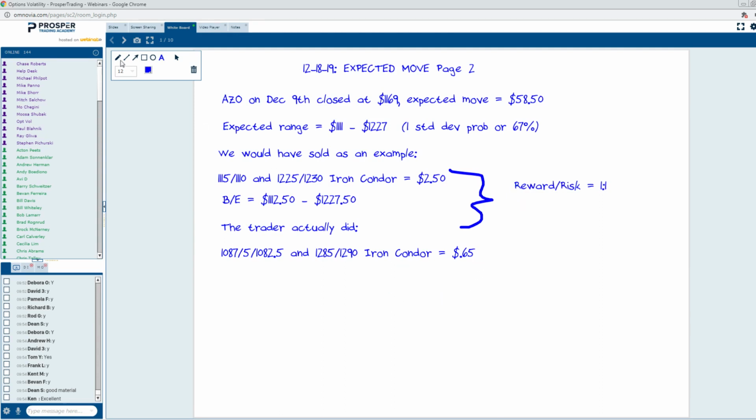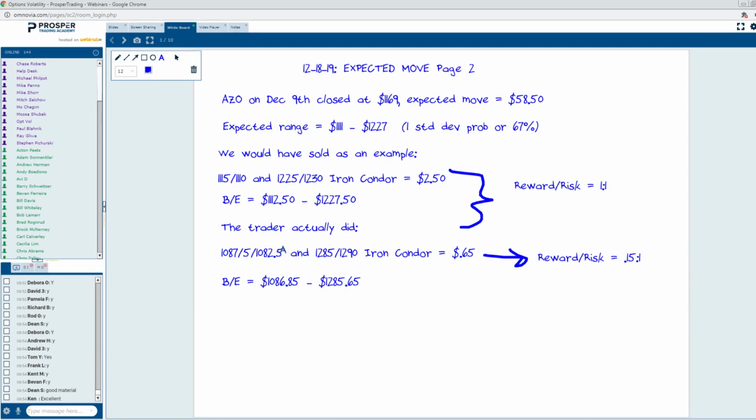Okay? Here, this trader's reward to risk was 0.15-to-1. So all he could make was 65 cents. He could lose $4.35. So the break evens here would be 1086.85 up to 1285. $65.